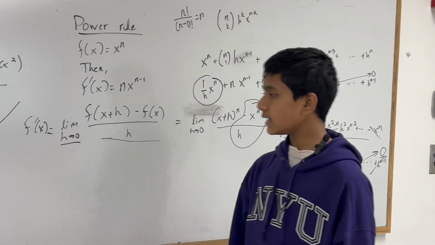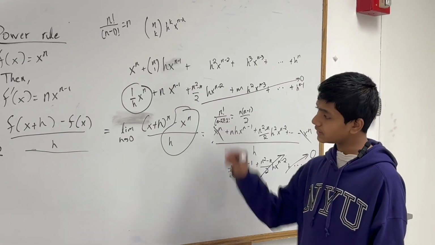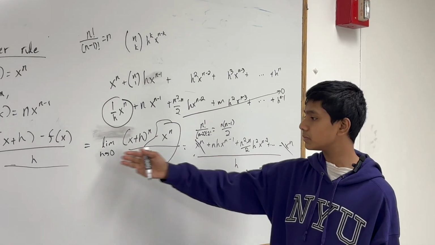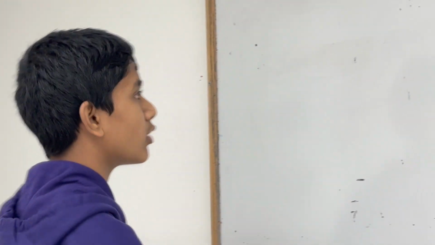All right, and also, by the way, note that in this problem, we're essentially treating x as a constant and h is the actual variable, because h is the thing that's approaching 0. All right, so now that we've done the power rule, let's get into the product rule.